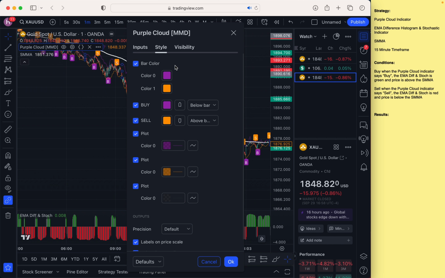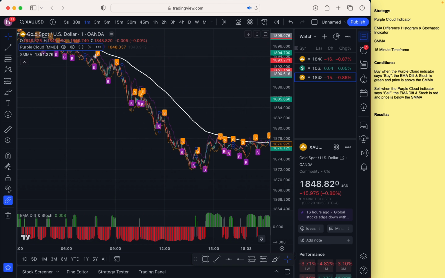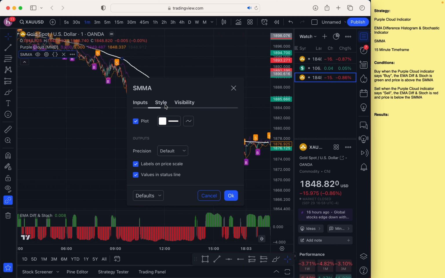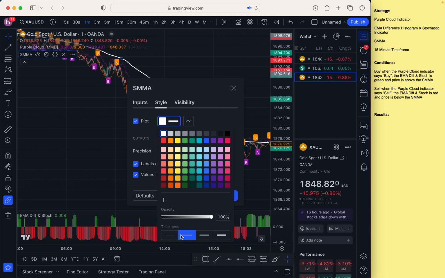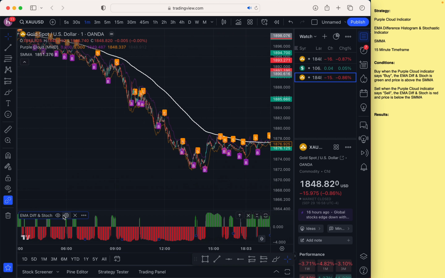So in terms of the settings for this strategy now, if we start at the purple cloud, in terms of the style, make sure you've got everything checked the same, everything's the same color. This way it's going to be easy to follow the video. In terms of the inputs, period is 21, alpha is 1. Now in terms of the smooth moving average, input for the length is 145. Now for the line, I like it to be a strong white color, a little bit thick as well so it's easy to see.